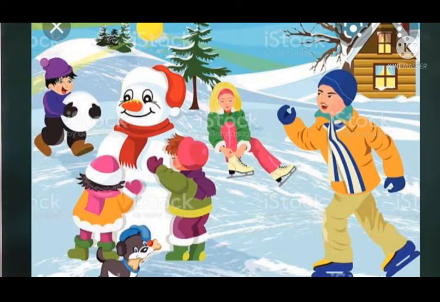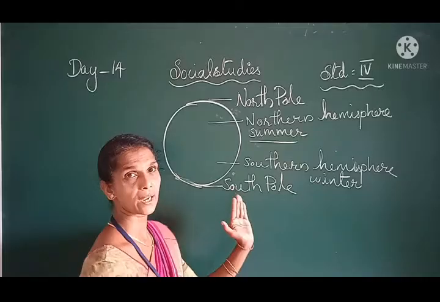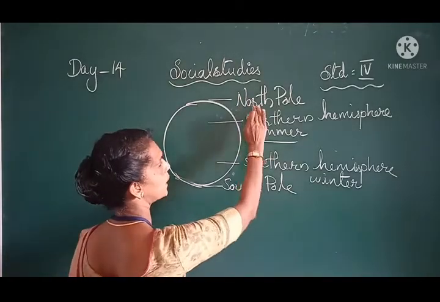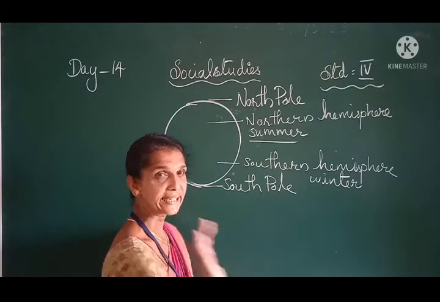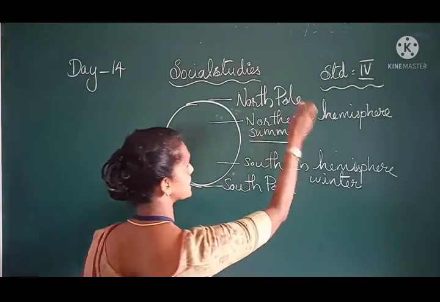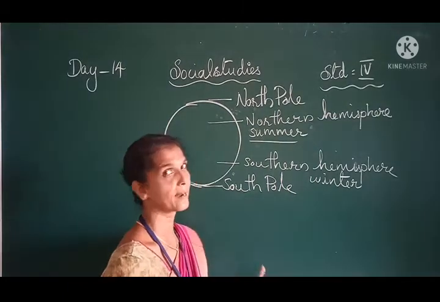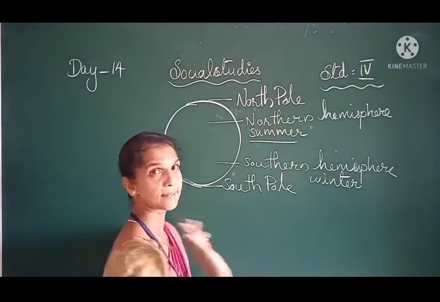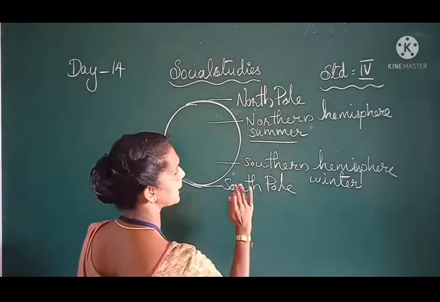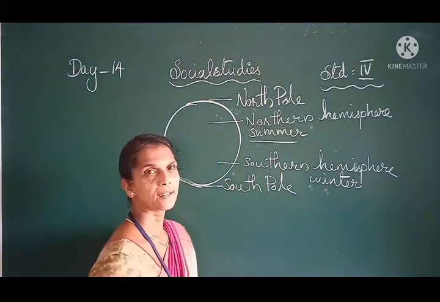Do you understand, children? When the North Pole is nearer to the sun, it is summer in the northern hemisphere. The northern hemisphere is called Uttarardhagolam in Malayalam. There it will be a hot time, summer. Exactly the opposite, it will be winter here.